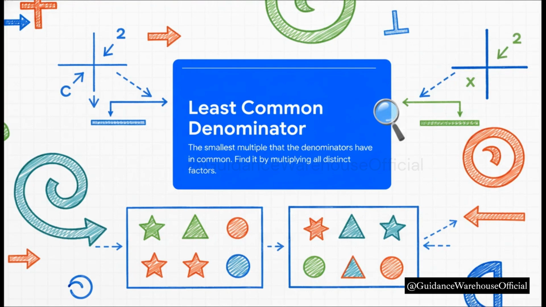So this least common denominator, or LCD, what is it really? It's just the smallest possible expression that both of your original denominators can divide into cleanly. The way we find it is by factoring each denominator and then multiplying all the unique factors together.